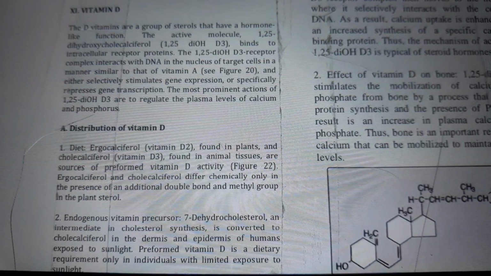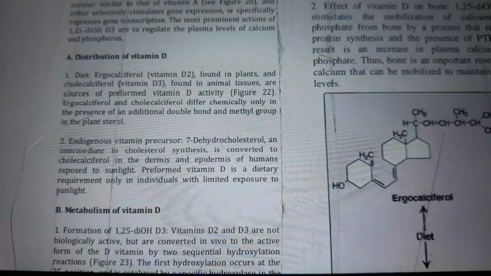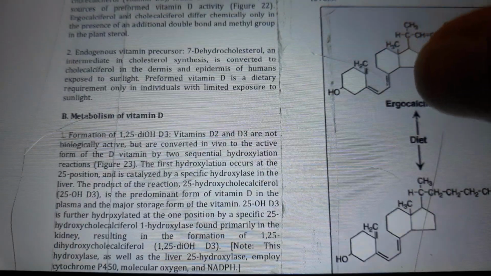Thus, the mechanism of action of 1,25-(OH)2-D3 is typical of steroid hormones. Effect of vitamin D on the bone: 1,25-(OH)2-D3 stimulates the mobilization of calcium and phosphate from bone by a process that requires protein synthesis and the presence of PTH. The result is an increase in plasma calcium and phosphate, as bone is an important reservoir of calcium that can be mobilized to maintain plasma levels.